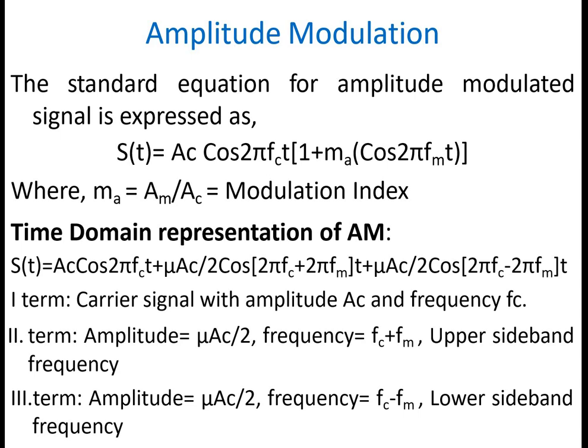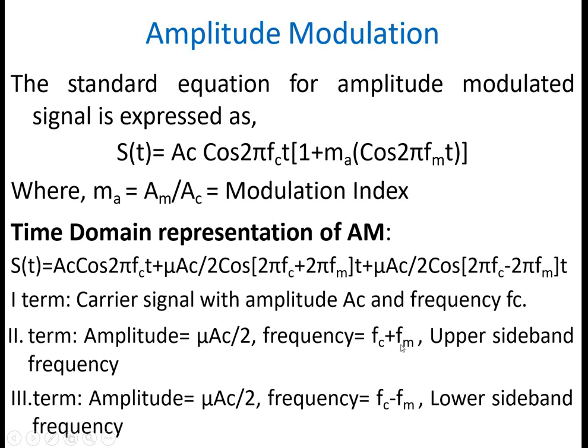Thus we represent the amplitude modulated signal in two domains. The first one is the time domain and the second one is the frequency domain. First of all, we discuss the time domain representation of the amplitude modulated signal. Here S of t is the modulated signal, and that modulated signal equation is denoted over here. Three terms are present for this amplitude modulated signal. The first term is the carrier signal, the second term is the upper sideband, and the third term is the lower sideband.